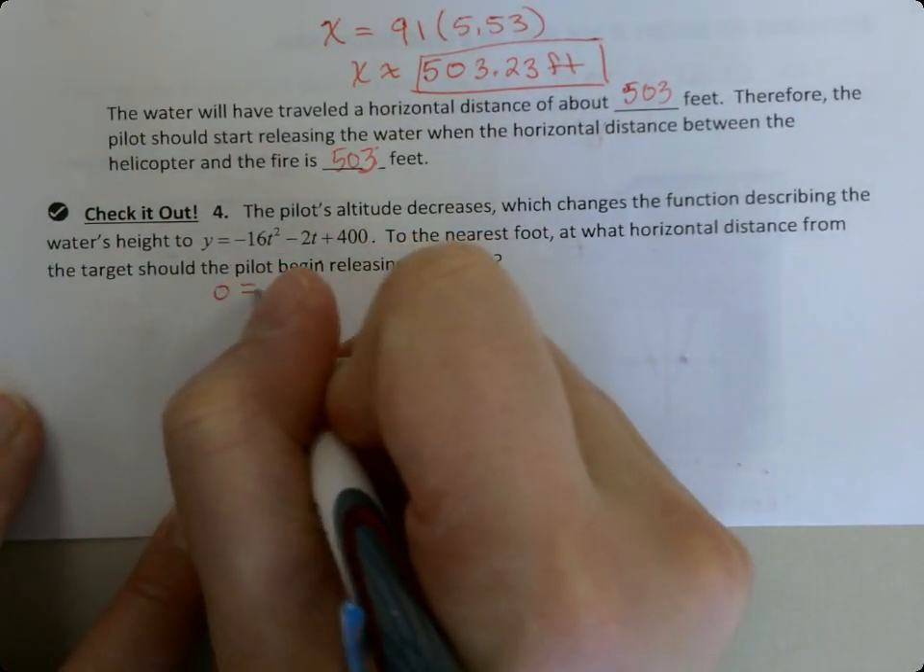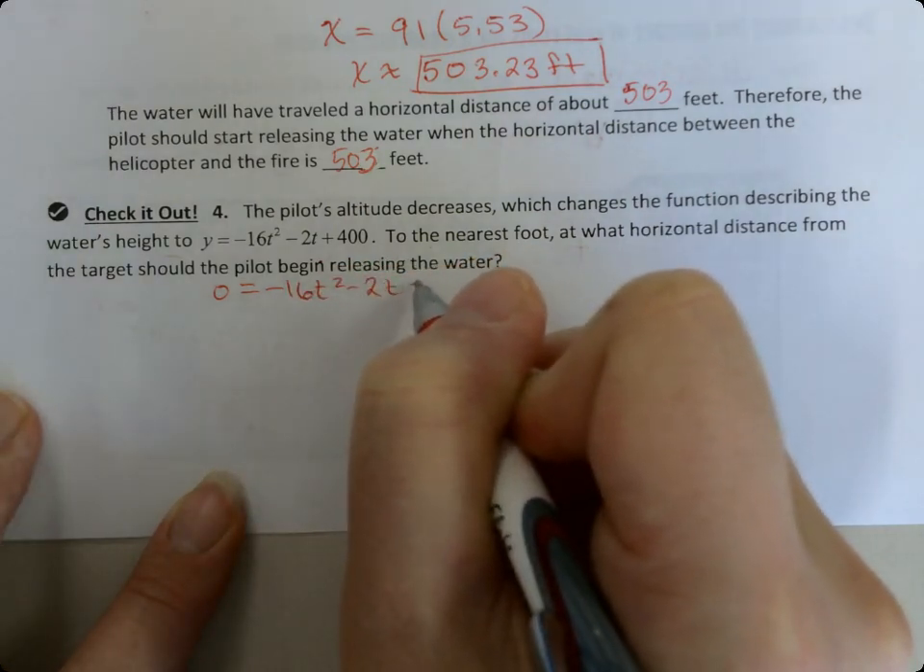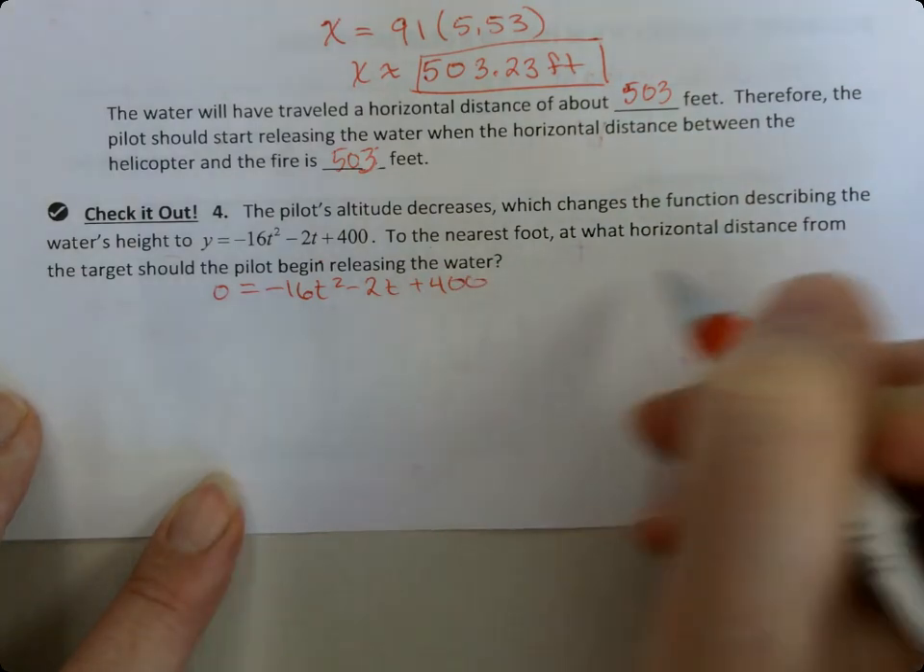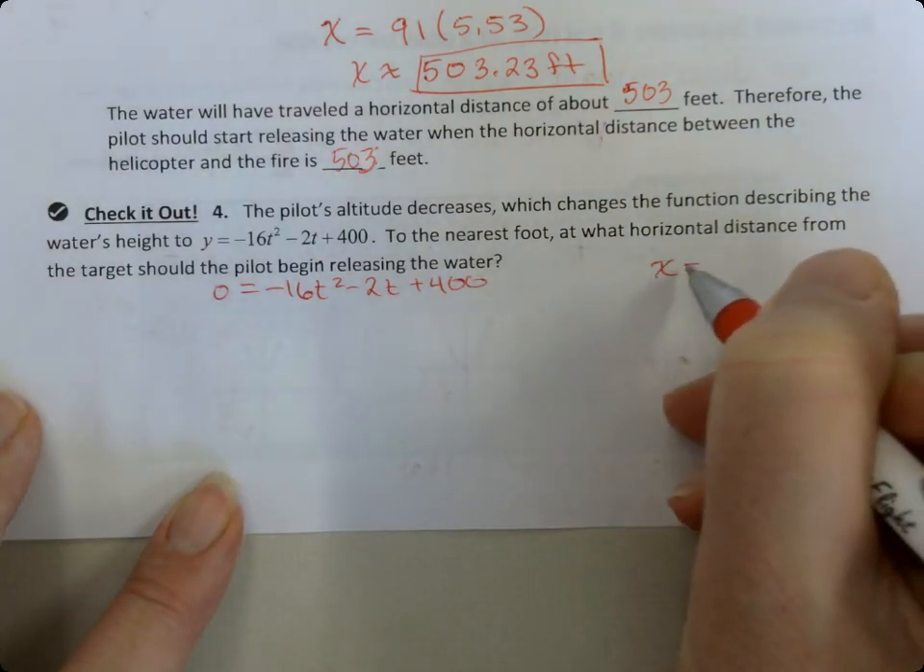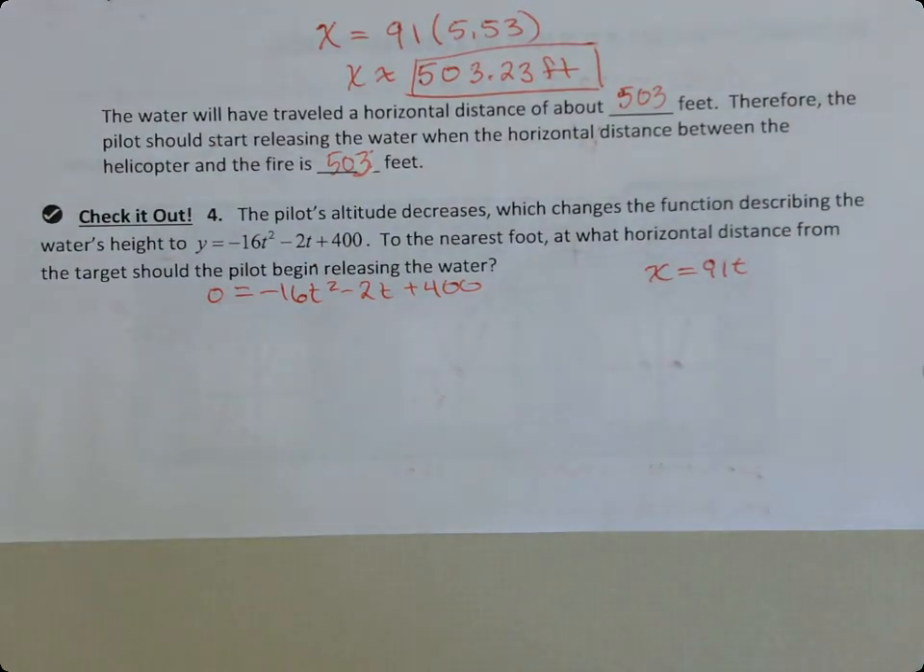So we are going to set it equal to 0 again. We are going to put it in the quadratic formula. We are going to find t, and it's still going the same speed. So once we find t, we are going to plug it in. So I'll give you a minute to do that.